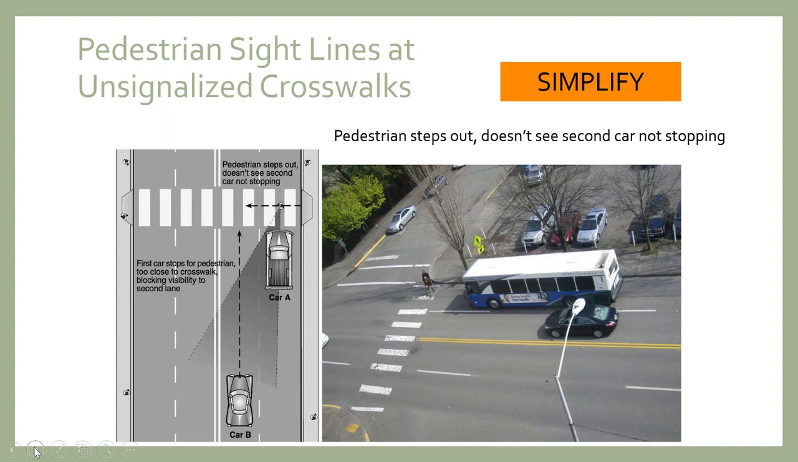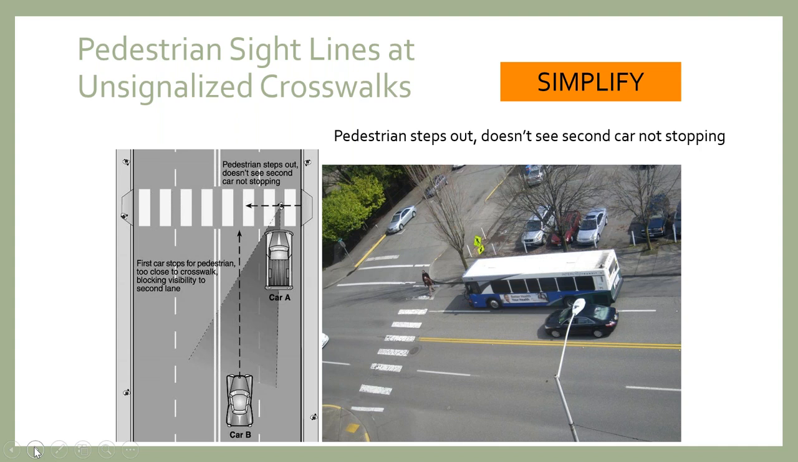So again, this is a case where it's not signal controlled. On the picture here on the right, you see the stop sign on the minor street. So this would be a mid-block pedestrian crossing because the major street doesn't have a signal. There's no traffic control device for the major street. And in the photo, you see two pedestrians that have just entered the crosswalk. There's a bus in the right lane, and the bus has stopped.